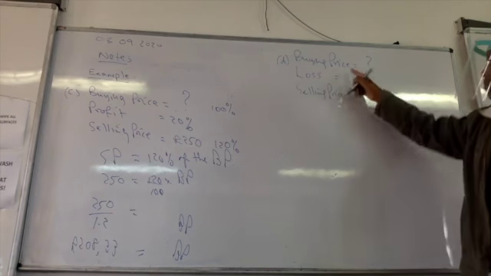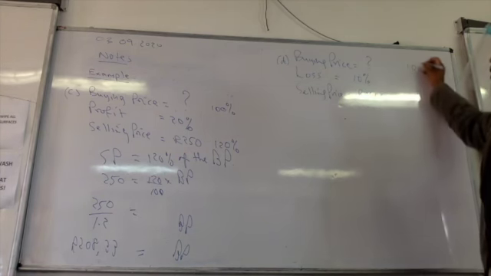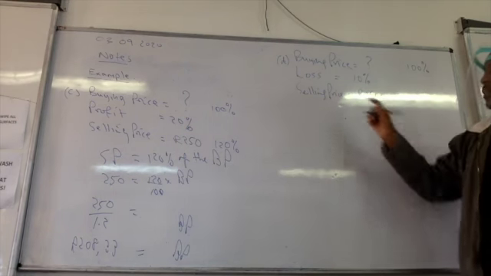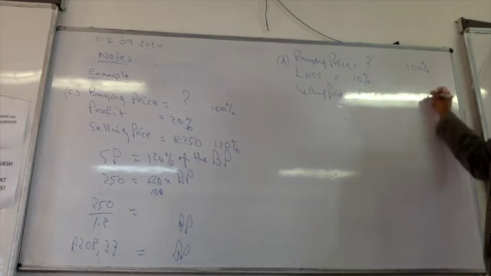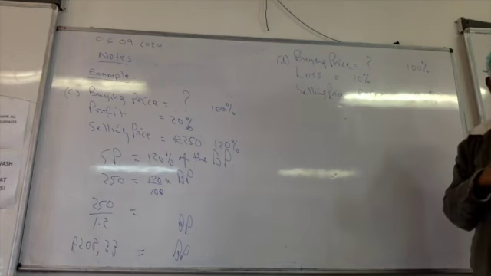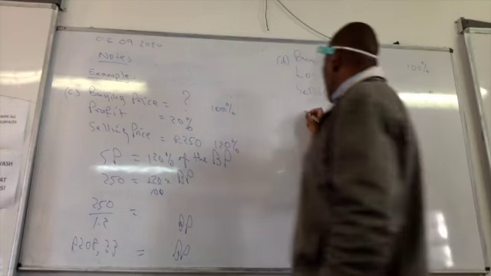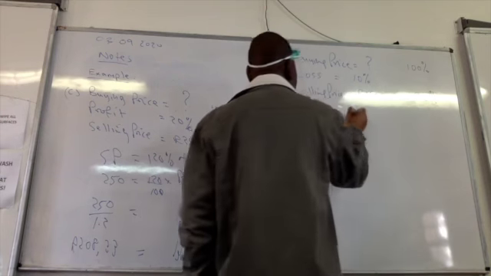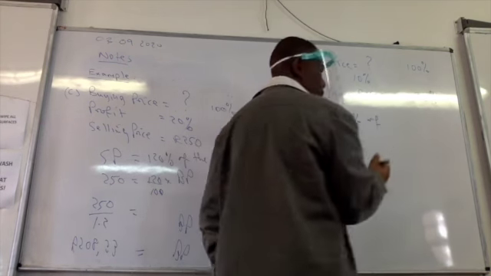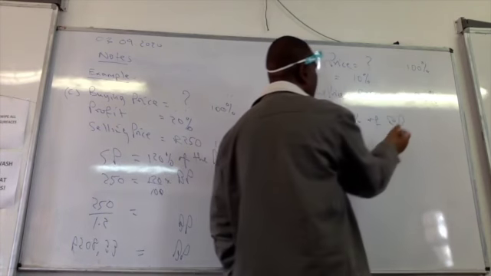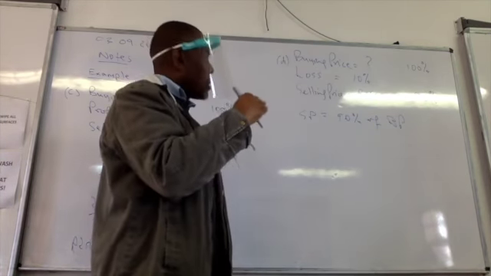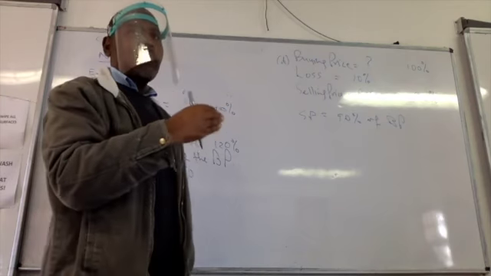You need to think. The buying price is 100%. The selling price is, in this case, 90%. The selling price this time is 90%. Right? And it's 90% of what? The buying price. It's 90% of the buying price, right? So the selling price in this case is 90% of the buying price.